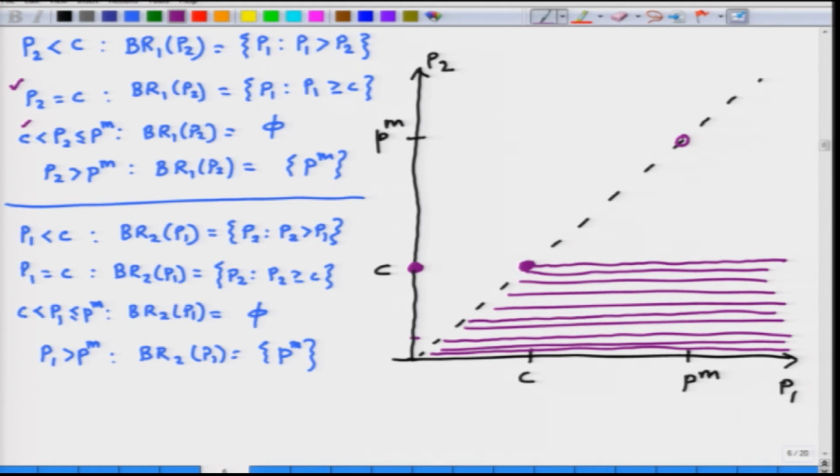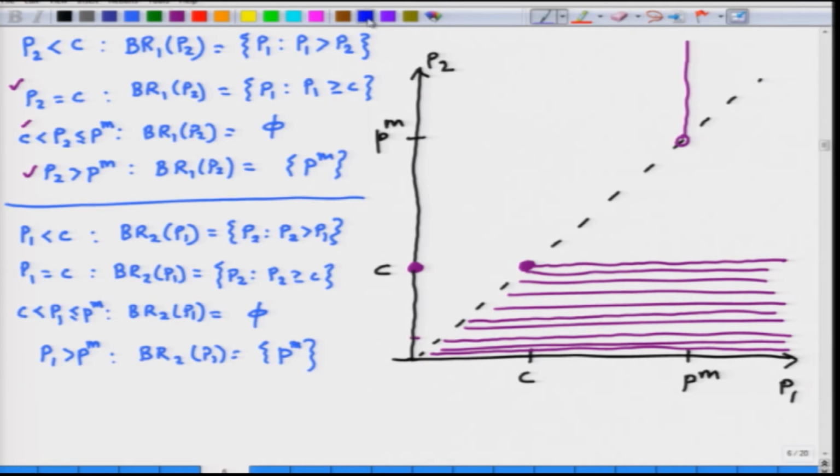So, it is a null set, and for any price P2 which is greater than Pm, firm 1's best response always is to choose a price Pm. So, this is what we have. This is the best response function for firm 1. Okay. Now, let us do it for firm 2.